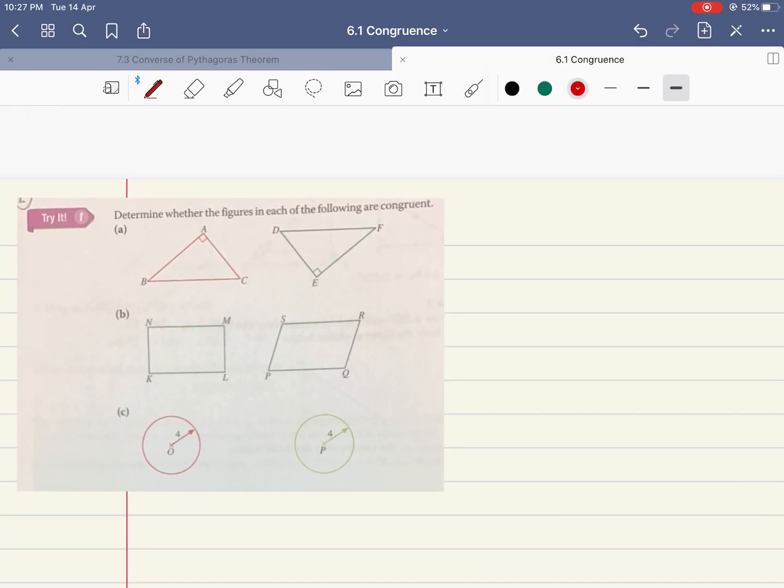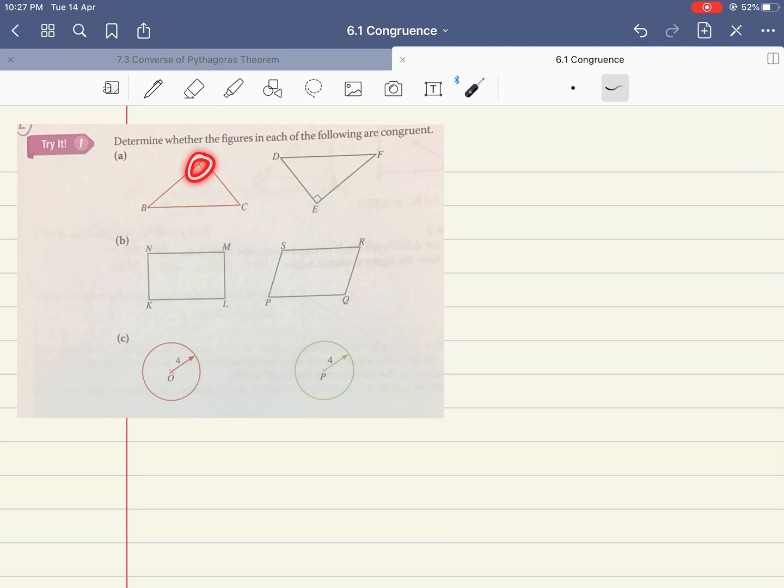Now I'm on page 154 to determine whether each of the following figures are congruent. We focus on 1A first. For 1A, there's a 90 degrees. If you take your ruler, measure the length of AC and the length of ED, you will find that they are the exact same length. Similarly for DF and BC, and AB and EF, you'll find that they have the exact same length. The angles are also the same if you measure using a protractor. So I will say that triangle ABC is congruent to triangle EFD.